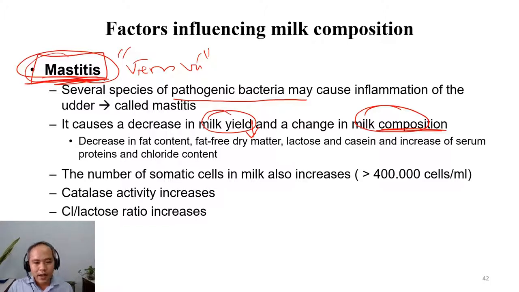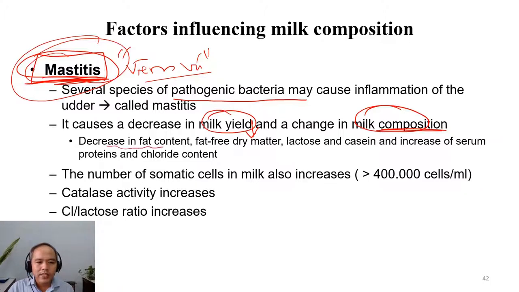According to food regulation, when a cow has mastitis, her milk should not be taken anymore for human consumption. It's not allowed anymore. So we have to separate her, remove the milk away, and treat her, which is very costly. This is a nightmare of farmers actually. And now we discuss what would be the change in milk composition.